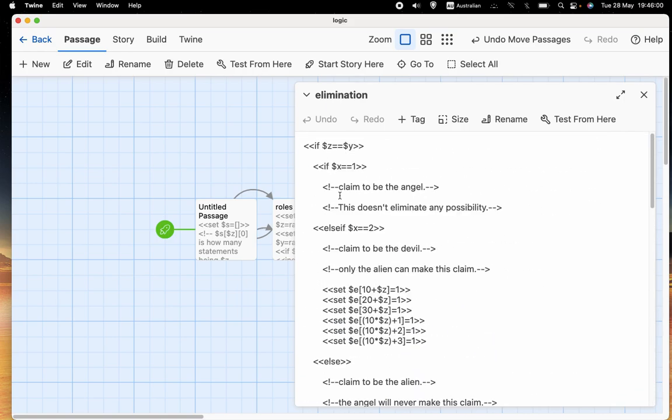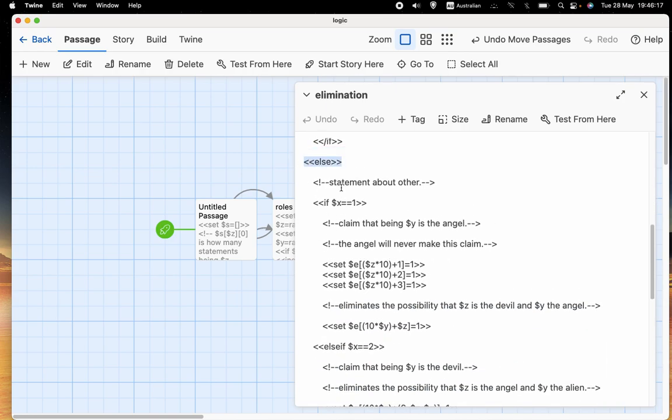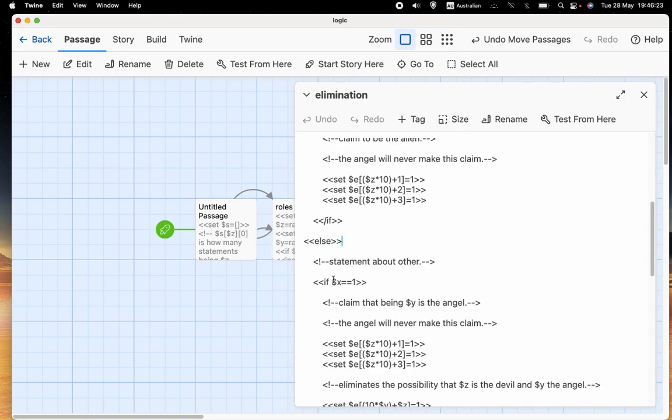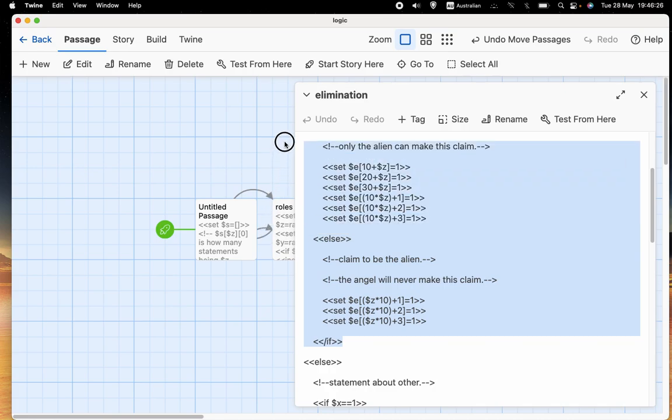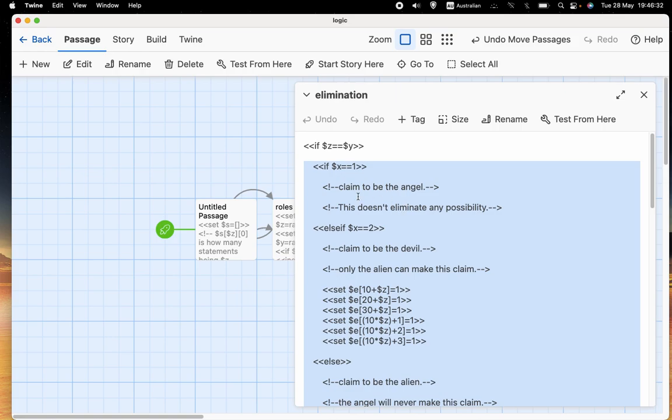I found it easier to say if Z is equal to Y, in other words, if the being that's speaking is the same as the being about which the claim is made. In other words, if it's an I am the claim, then we deal with it in one subset, and then we have else and deal with the statements about other beings. It just seems to work better that way. So let's go through the claims about oneself, and then that's divided into if x equals 1, because x is the role that is claimed. Remember, it's being Z claiming that being Y has role X.